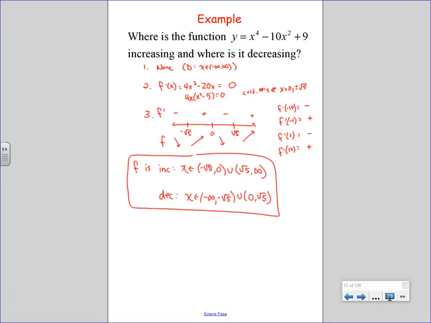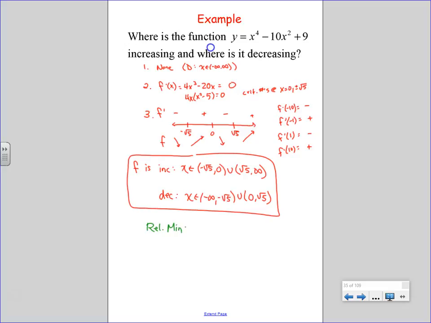Now wait, if I graph my W, is there anything special happening at negative root 5, 0, and root 5? That's where it changes, and where it changes, think about section 3.1, extrema. There are going to be relative minimums and relative maximums. Without even learning any sort of forever card, can you look at that sign chart and tell me who's who? What's going to be occurring at negative root 5?